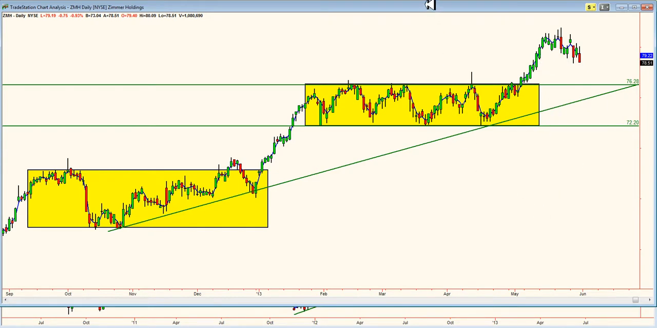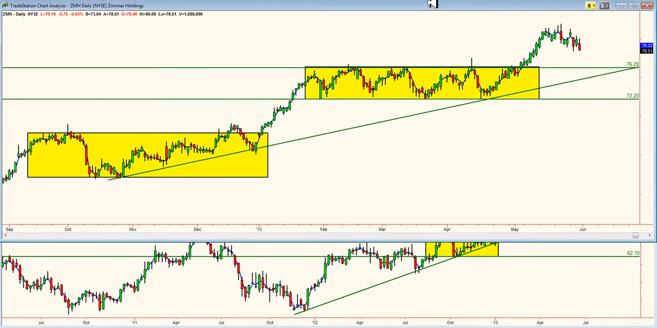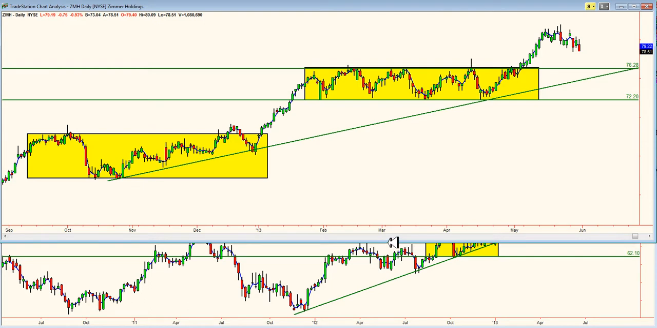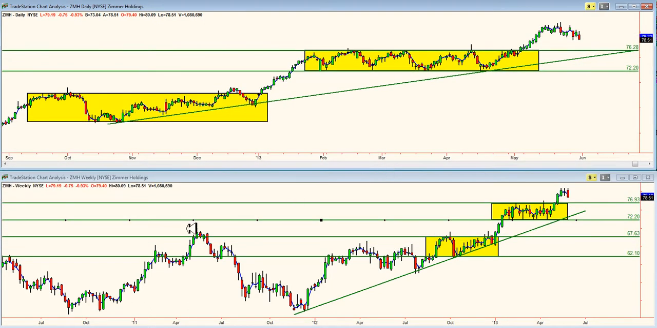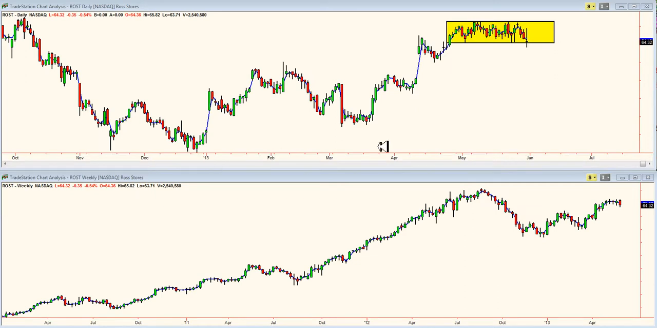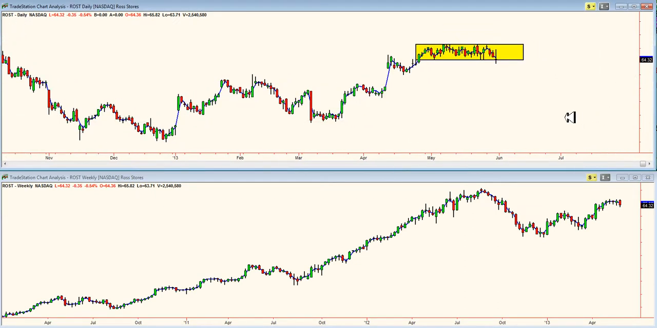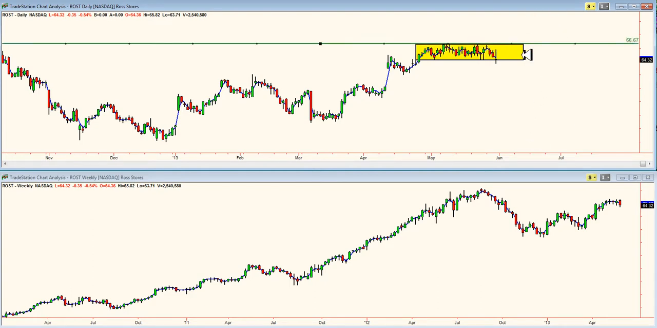All right. Let's take a look at some stocks right now that are in boxes, shall we? How about Ross? Take a look at Ross. Let's just talk about some right now, as of today, that are in boxes. On the daily chart, take a look at Ross. So here we go.